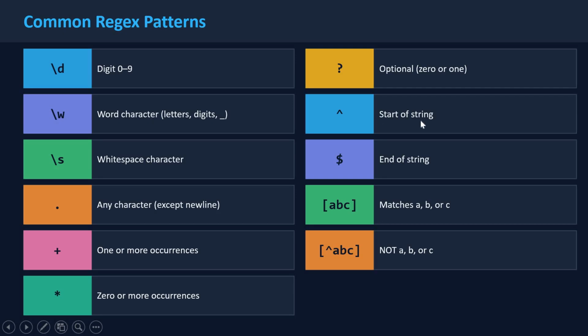Caret checks the start of the string. Dollar checks the end of the string. Square brackets with ABC check for an exact match, so it should be A, B, or C. And caret inside the brackets means not A, B, or C. So that checks that a character is one of A, B, C, or is not A, B, C. These are some common patterns that we use.